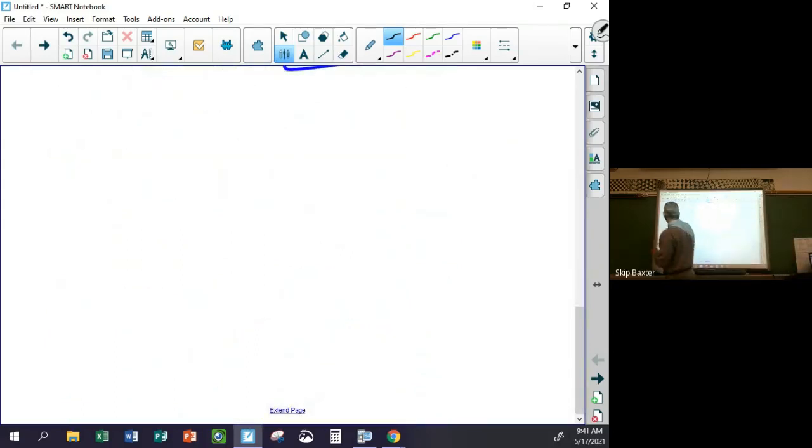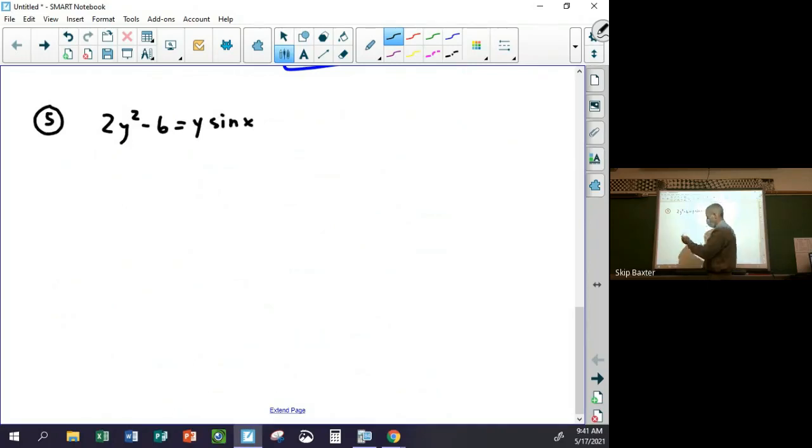Number 5. So the first part, they're giving you an implicit function, 2y squared minus 6 equals y sine x. This is a defined function, and it says find the derivative and just verify that it's that. Okay, that's easy. It's just implicit differentiation.